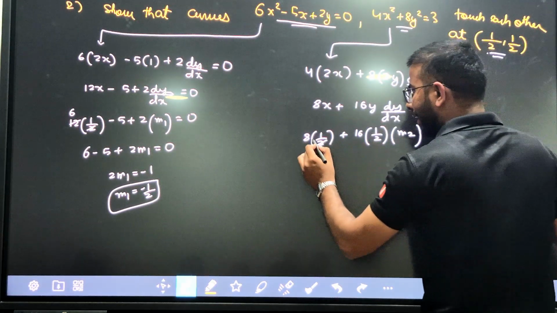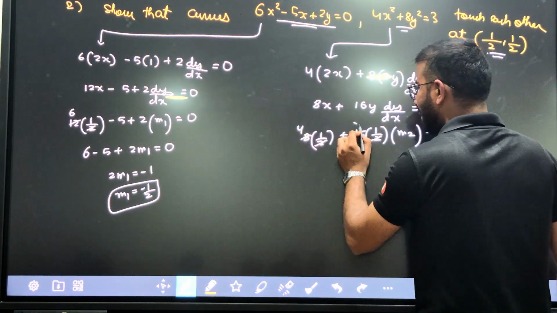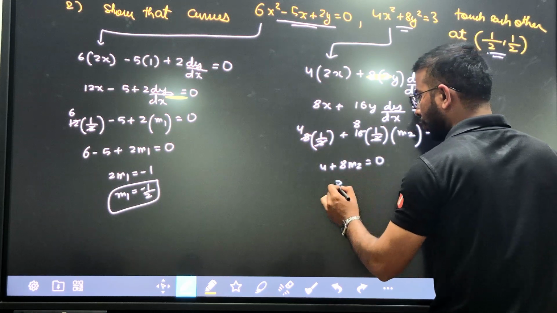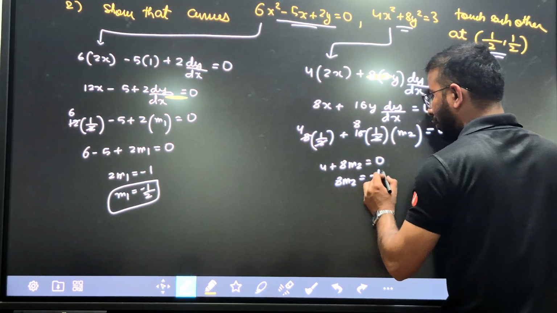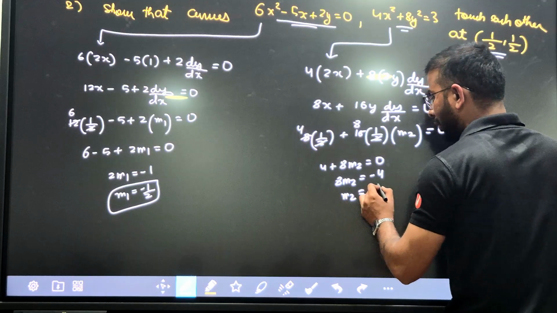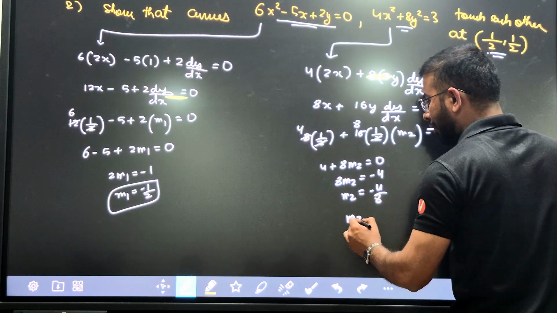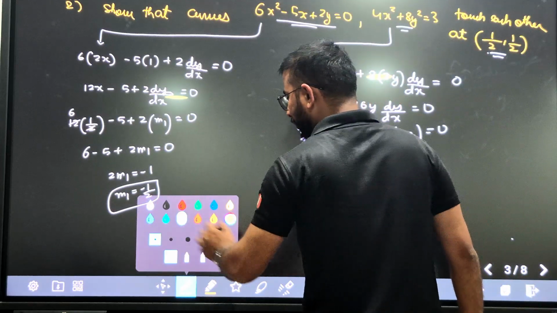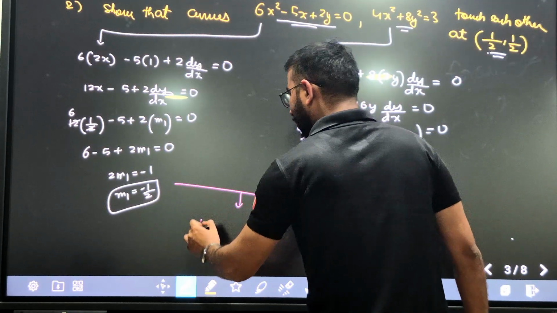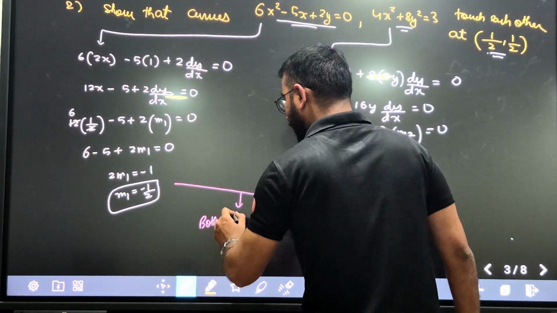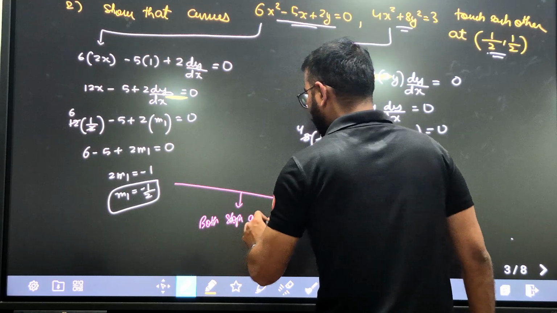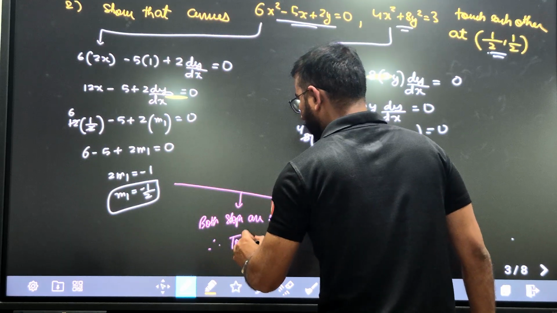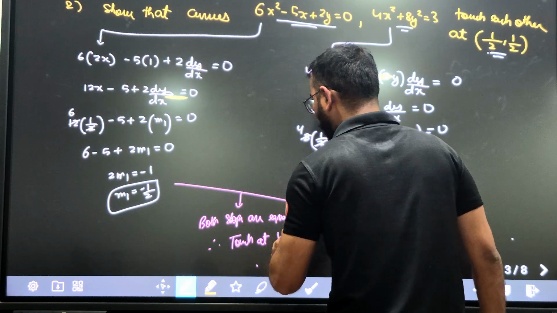Now you just have to calculate and get the things done. This is 4, this is 8. 4 plus 8 m2 equals 0. So go slow. 8 m2 is equal to minus 4, so minus 4 by 8. What is m2 coming out to be? Minus 1 by 2. And what can we say? Both slopes are the same or equal. Therefore, both will touch at which point? 1 by 2 comma 1 by 2.